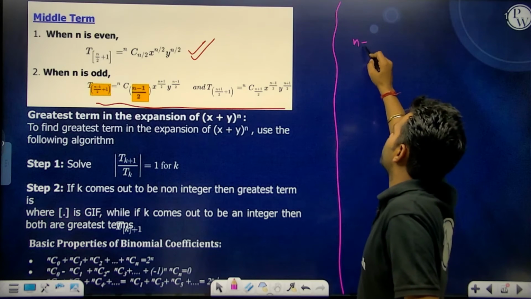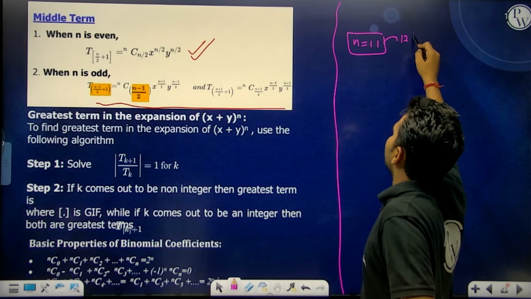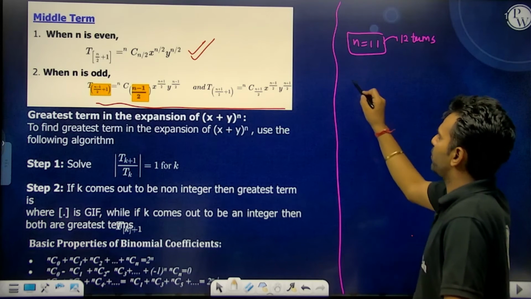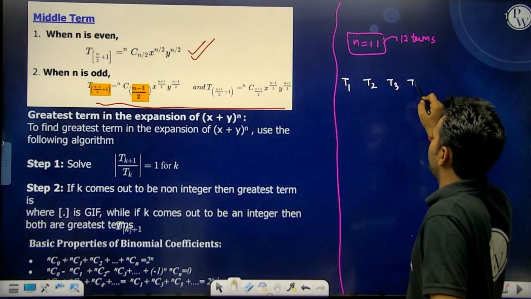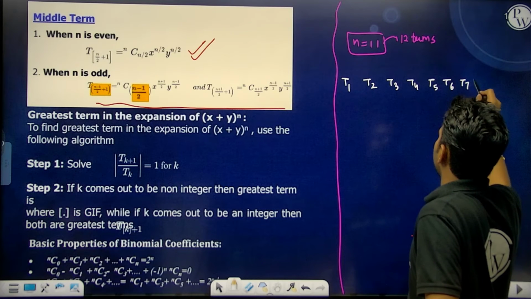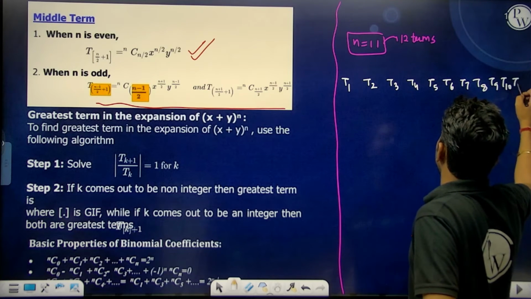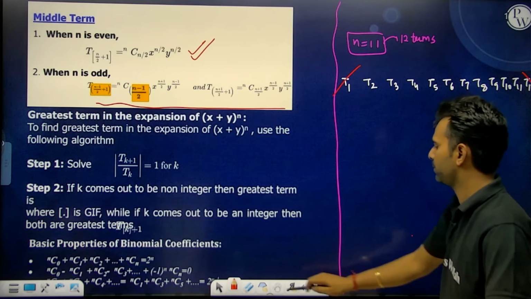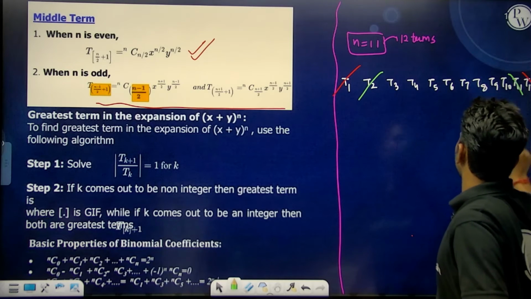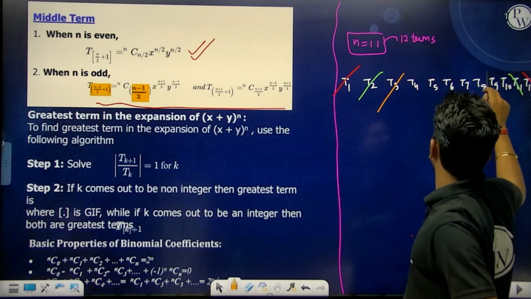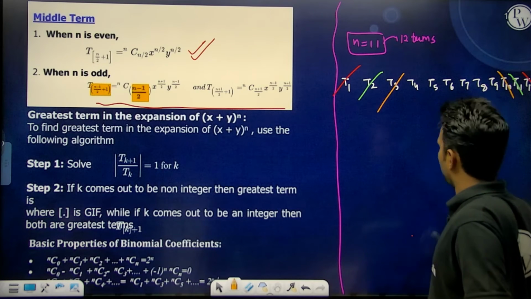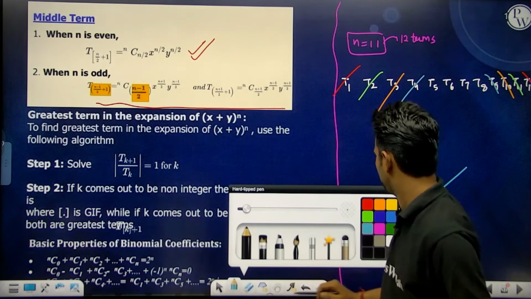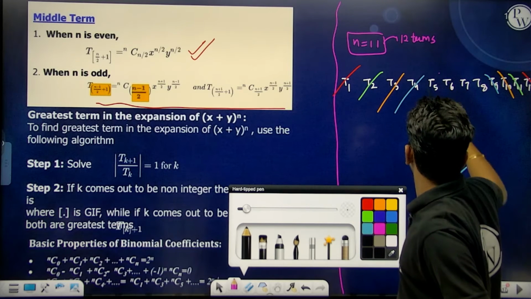Okay, let's say n is equal to 11. If n is equal to 11, then there are 12 terms. Let me write down the 12 terms: t1, t2, t3, t4, t5, t6, t7, t8, t9, t10, t11, t12. Now if I want to find out the middle term, I can remove one from here, remove one from here, then remove one from here, remove one from here, and so on from both ends.